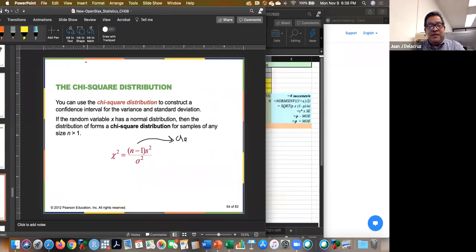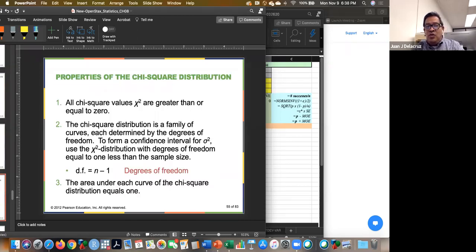We need to identify the degrees of freedom, multiply it by the sample variance, and divide it by the population variance. That's the idea of the chi-square distribution. To make this very simplistic, it's very close to the idea of the t-distribution. All chi-square values, which is this symbol, are greater than or equal to 0.